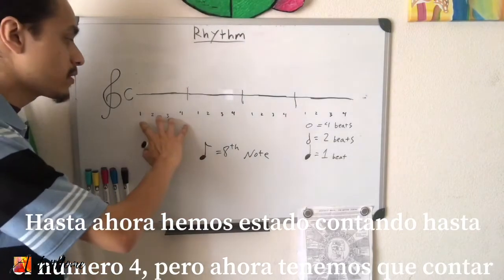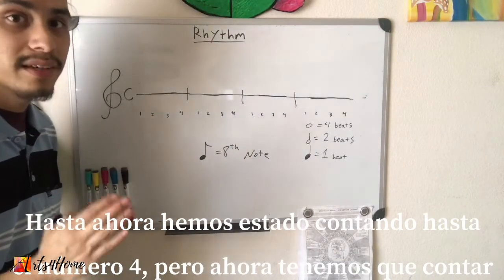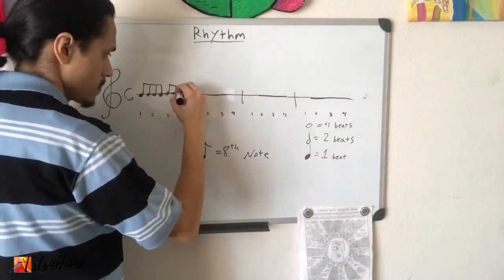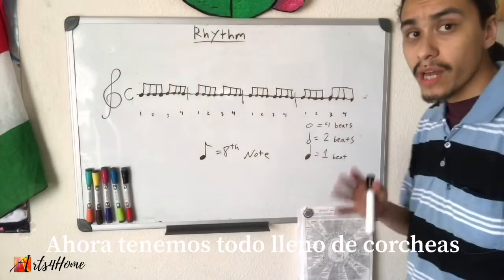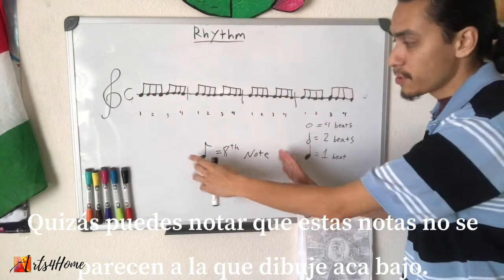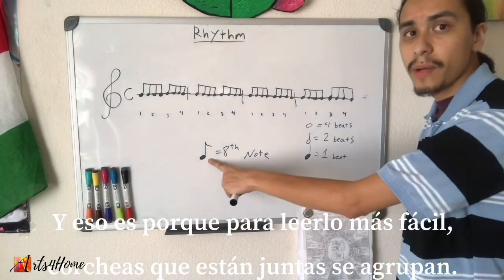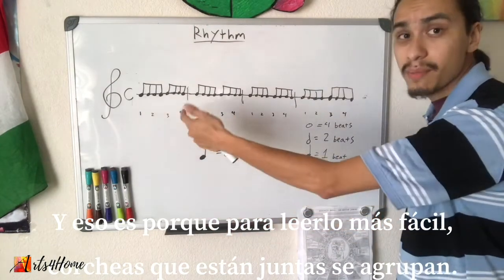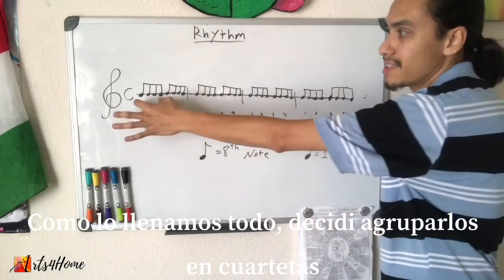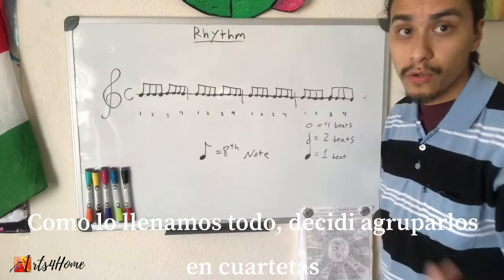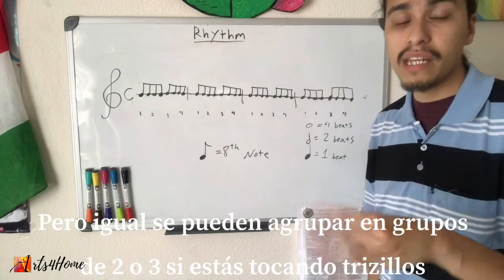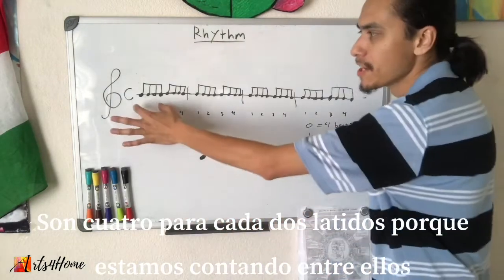So whereas before we were counting 1 through 4, now we have to count in between. So let's fill up the whole thing with eighth notes, and then we'll figure out how we're going to say it. So now we have the whole thing filled up with eighth notes. And you might notice that these look a little bit different from the note that I drew down here. And that's because this is how you represent an eighth note by itself. But when we draw them next to each other, in order to make it easier to read, we put them together in groupings, okay? So in this case, since we're filling the whole thing up, I decided to group them into groups of 4. But you can also group them into groups of 2, and into groups of 3 if you're doing triplets, but we're not talking about triplets right now, okay?